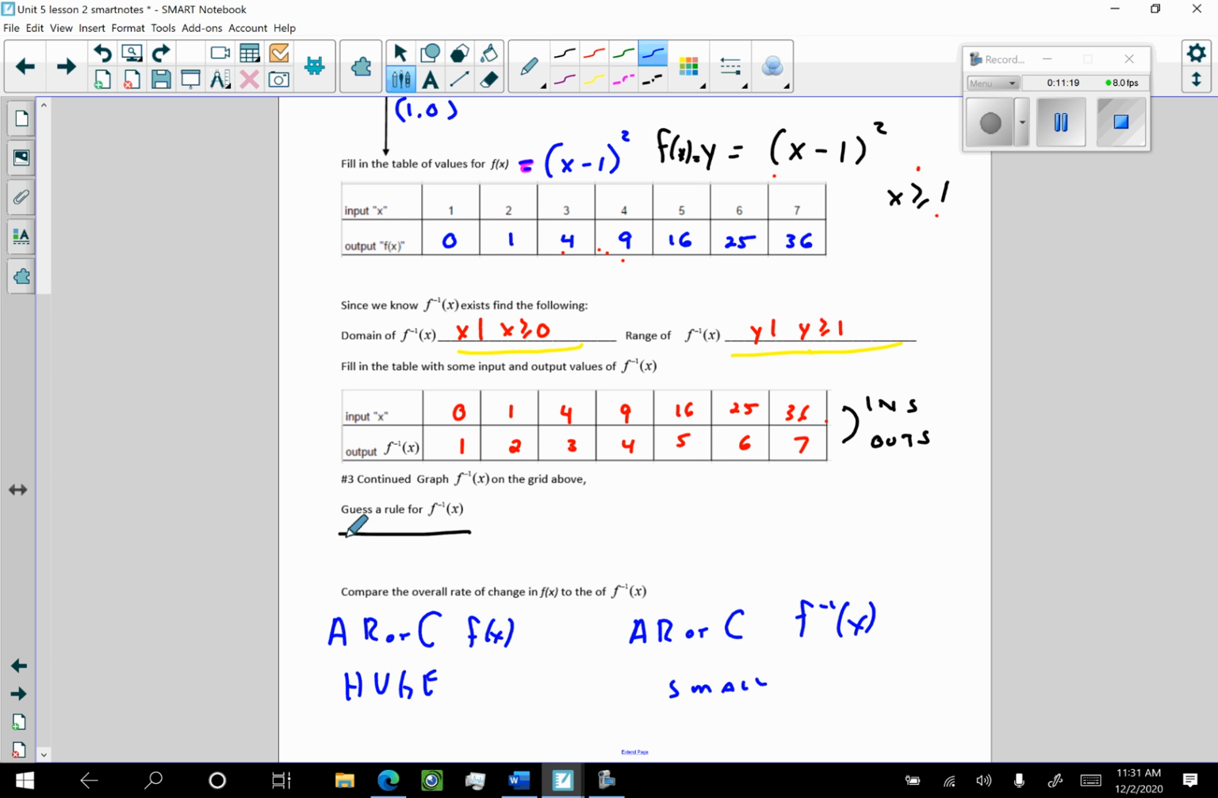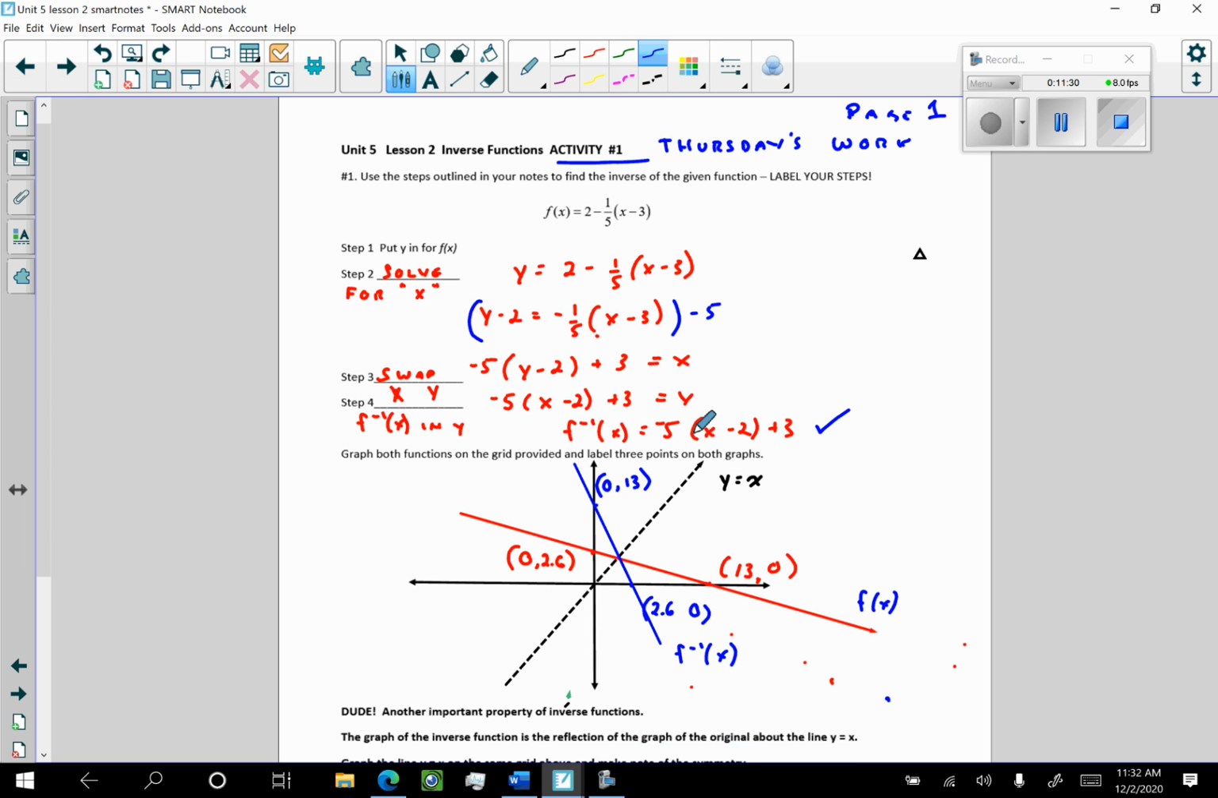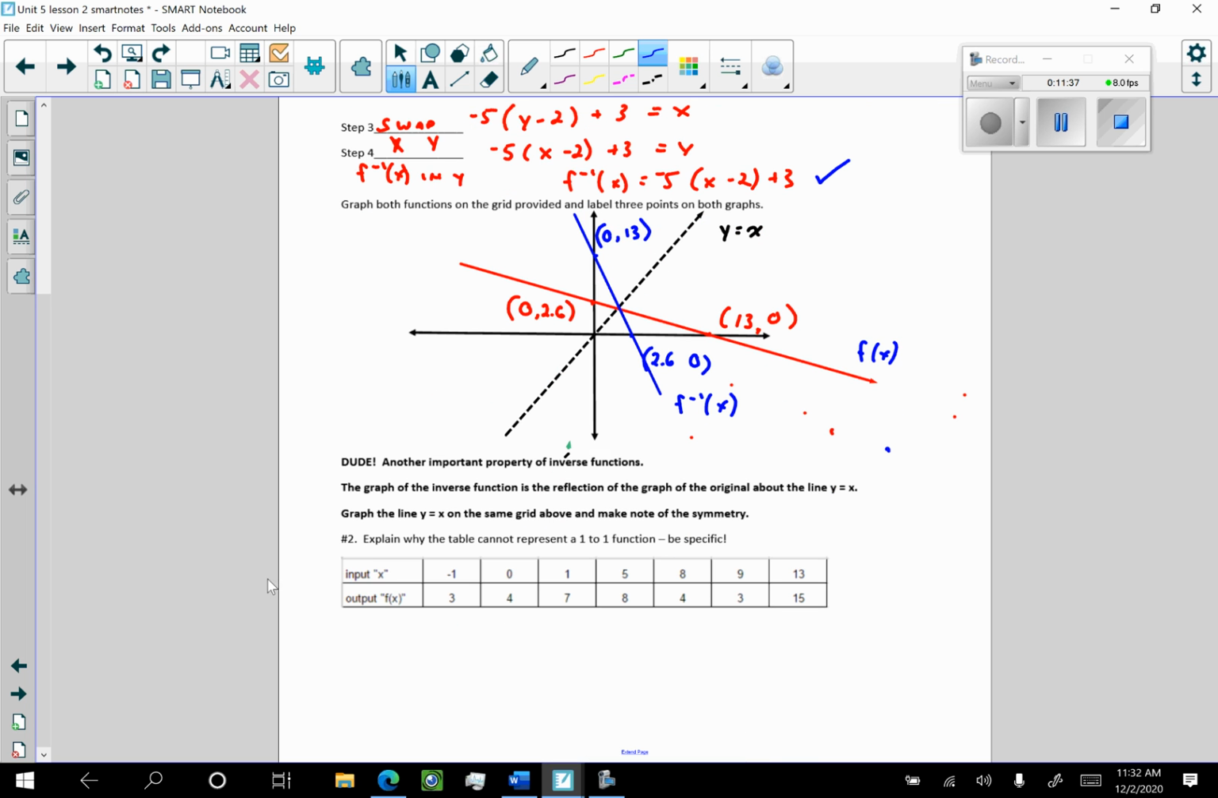So part of your assignment is to find the rule for the inverse of that, or guess, see if you can come up with that. And then I want you to finish this part right here, and also do this problem right here, number 2. So that's going to end this video. It's a short 11, 12-minute video.